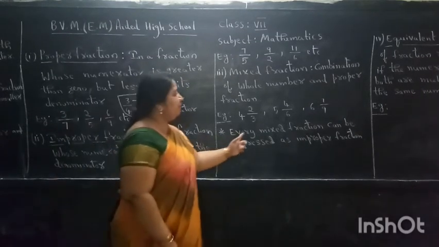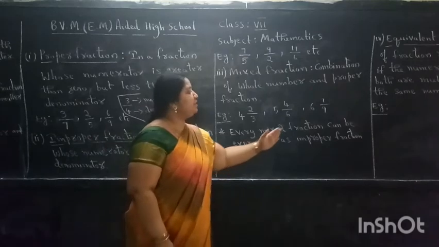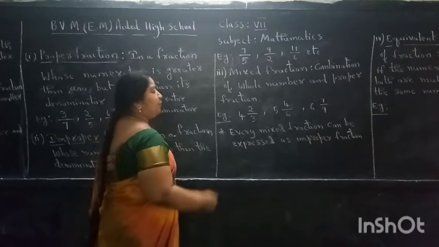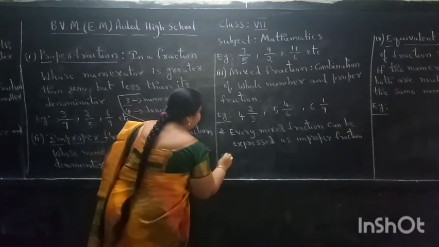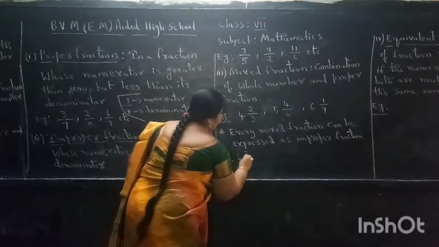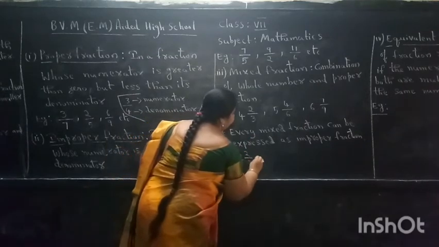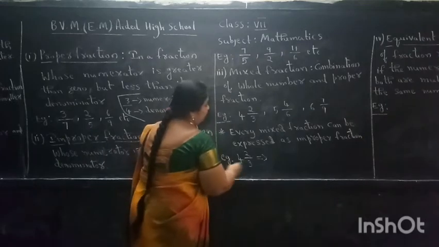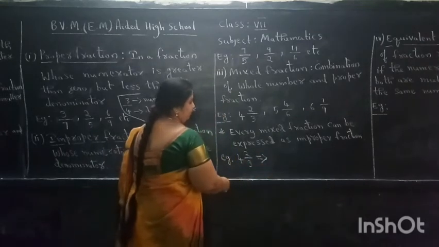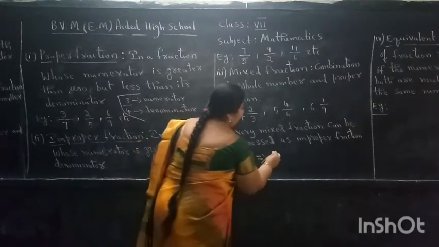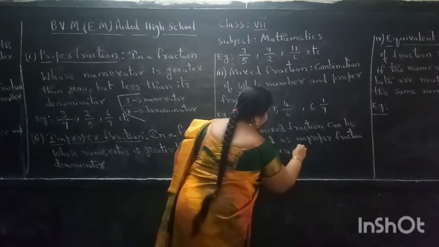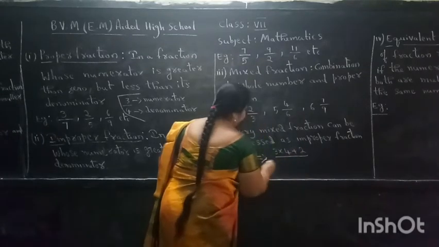Every mixed fraction can be expressed as an improper fraction. How? Example. We take first 4, 2 by 3. How to change a mixed fraction into an improper fraction? 3 into 4, 3 into 4 plus 2, divided by 3.